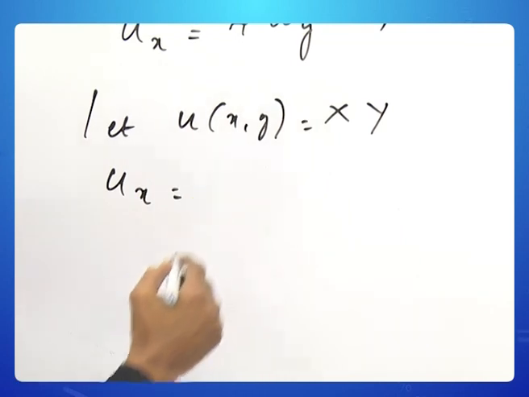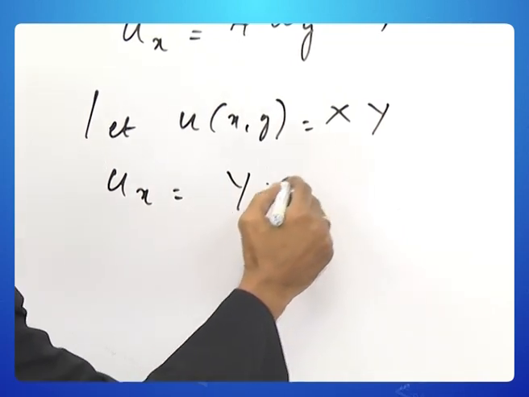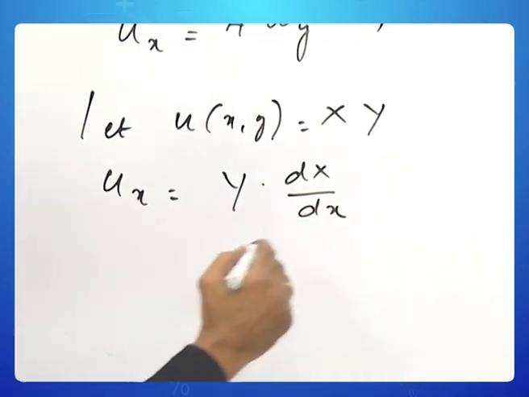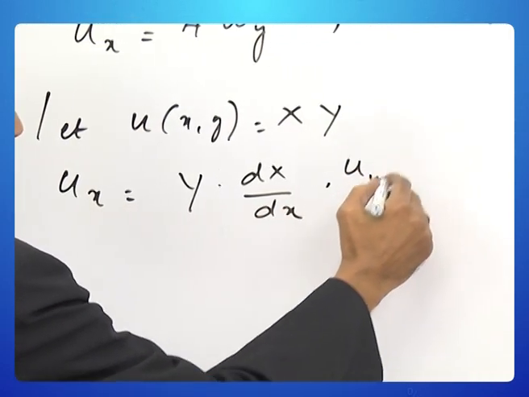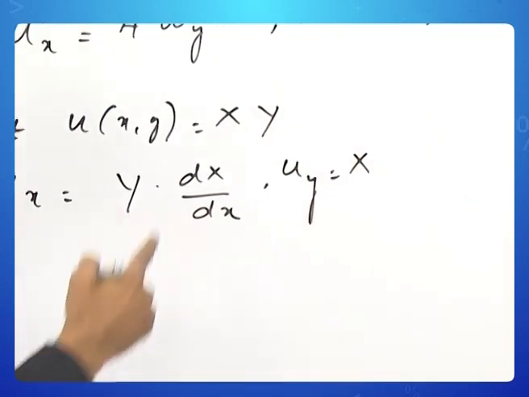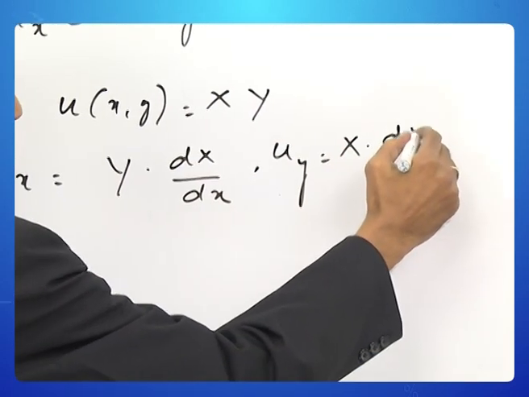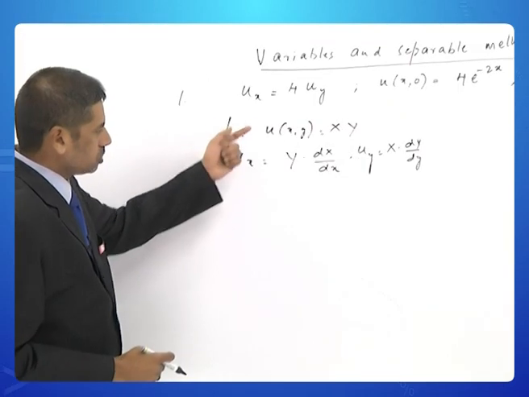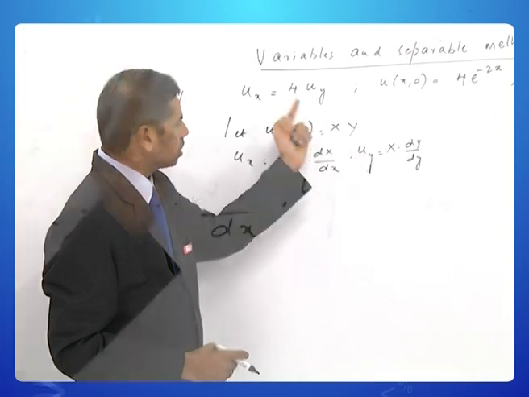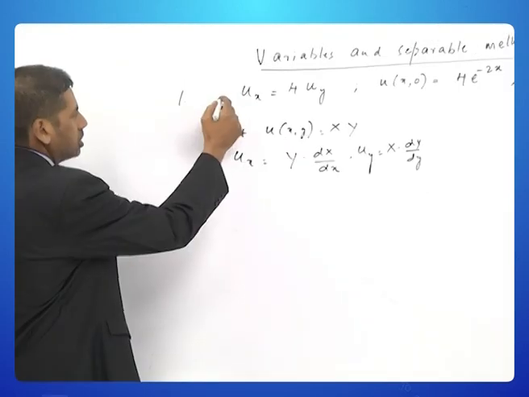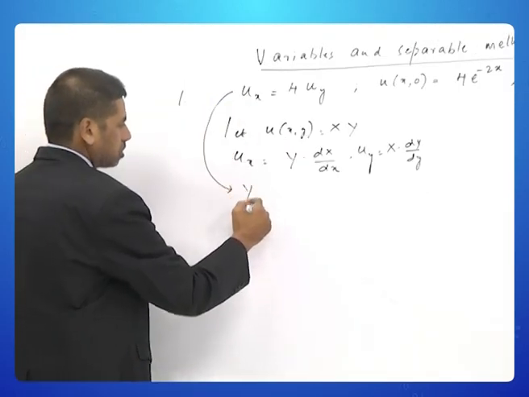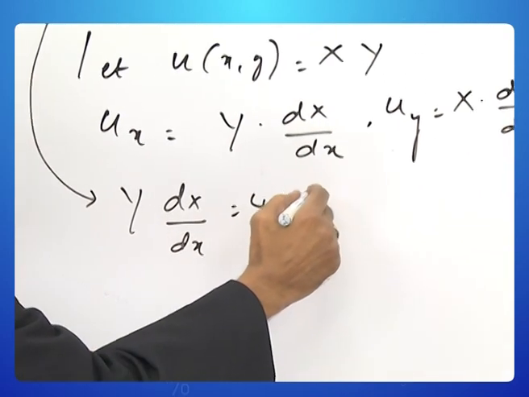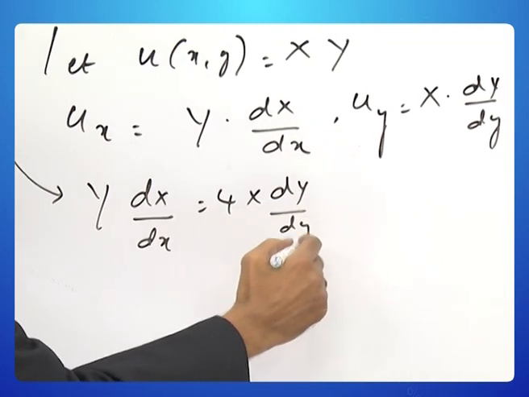Now if you differentiate this with respect to x, y will be a constant, so u_x is equal to capital Y dX/dx, and u_y is equal to capital X dY/dy. So with this assumed solution you generate the partial derivatives and now substitute in the given equation. So this equation becomes Y dX/dx is equal to 4X dY/dy.